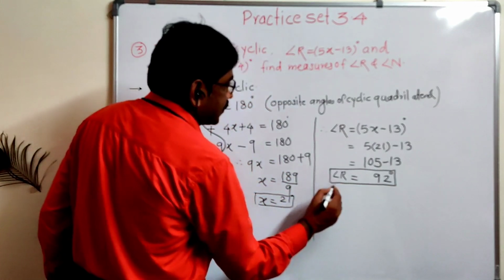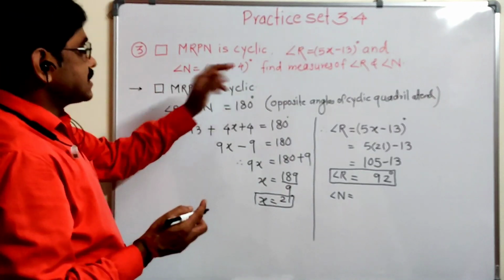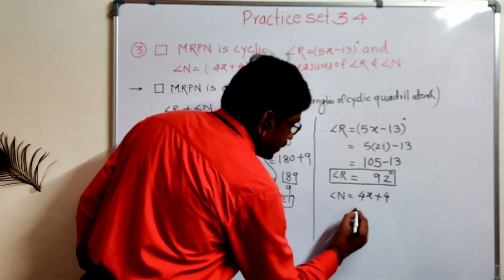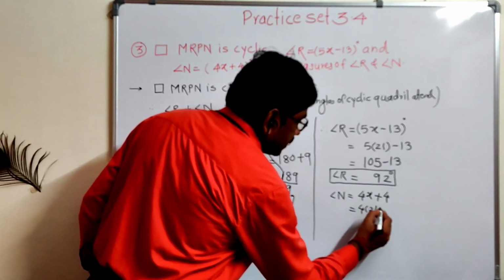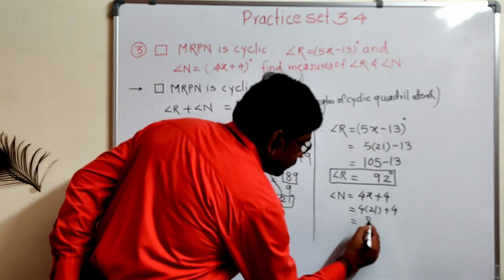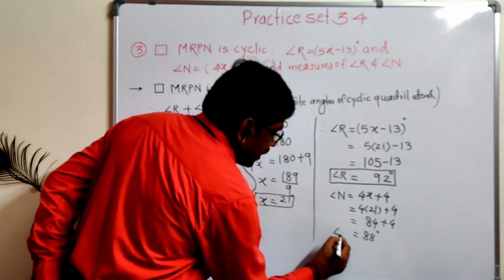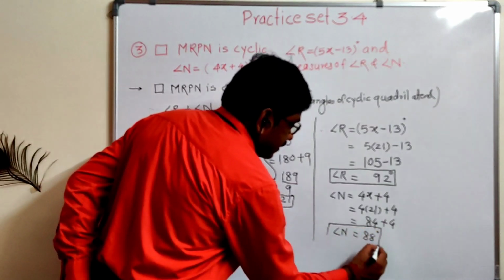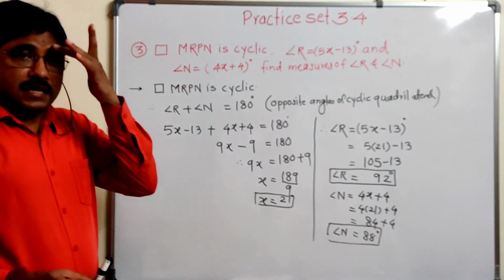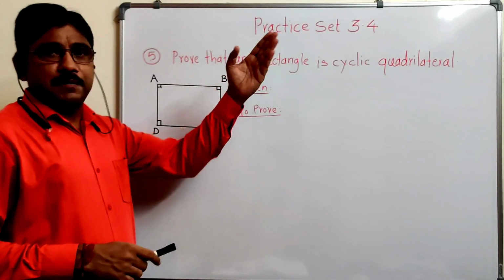92 degrees, and angle N, next one, is given as 4x plus 4 degrees. So here 4x plus 4 is equal to 4 into 21 plus 4. So we get 21 4s are 84 plus this 4, we get 88 degrees. Angle N is 88 degrees. So using the concept of cyclic quadrilaterals, opposite angles of cyclic quadrilaterals are supplementary. Now the fifth sum from practice set 3.4.